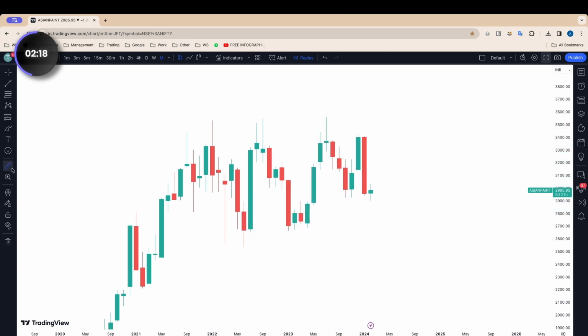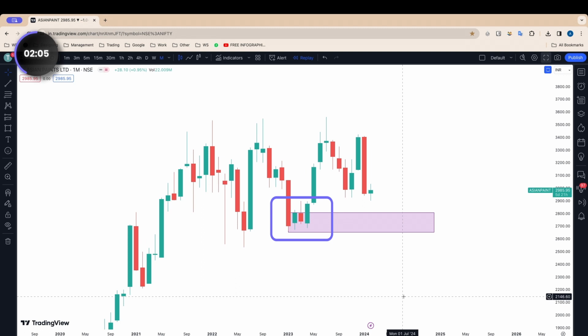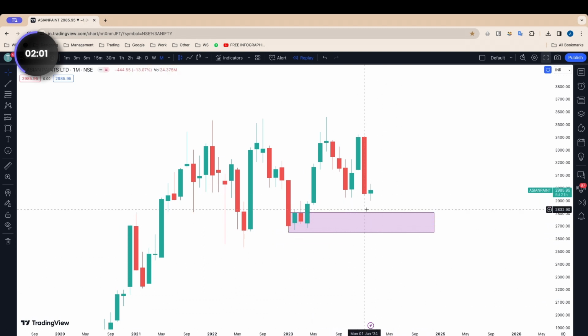Now that the theory is out of the way, let us look at the opportunity that ASIANPAINT is providing us. I'm expecting around a 25% move in the coming months, and this is the logic behind it. If you notice, we have a monthly demand zone here. So whenever the price enters into this zone, we can start taking our long positions. Of course, the stop loss will be below the demand zone.